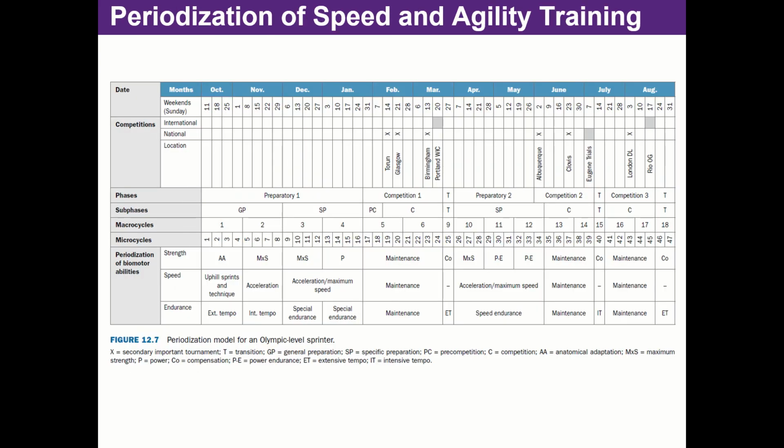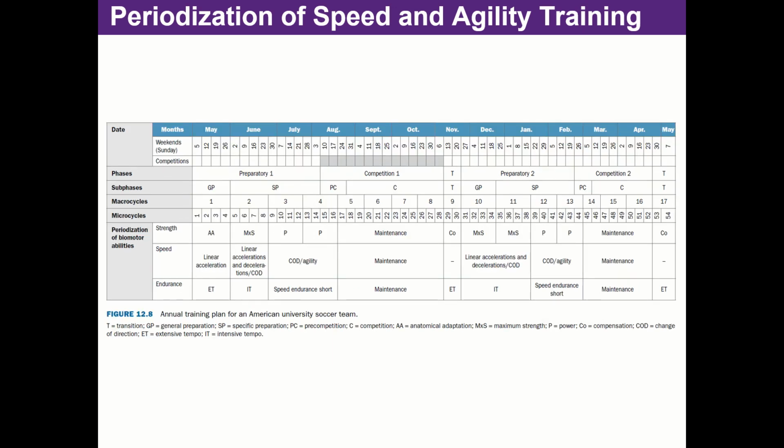In terms of periodization, I just included 3 diagrams of different periodization models. This first one is for an Olympic sprinter. What we're looking at is what they did early on in the anatomical adaptation phase: a lot of uphill sprints and technique work. In the maximum strength phase, they're working on acceleration. And then as we get closer to the pre-competitive phase, into the specific preparatory phase, they're going to work on acceleration and maximum speed.